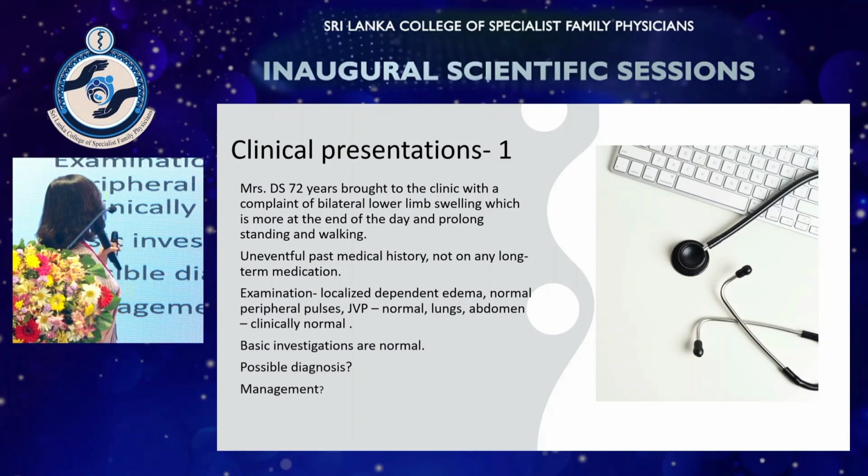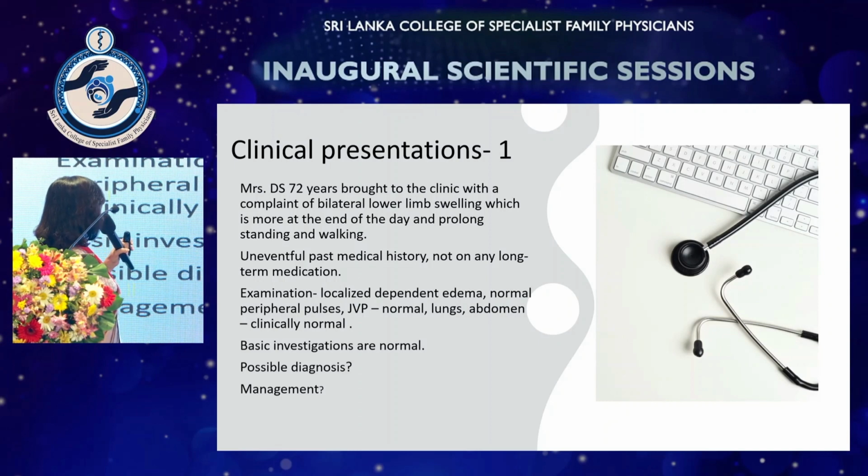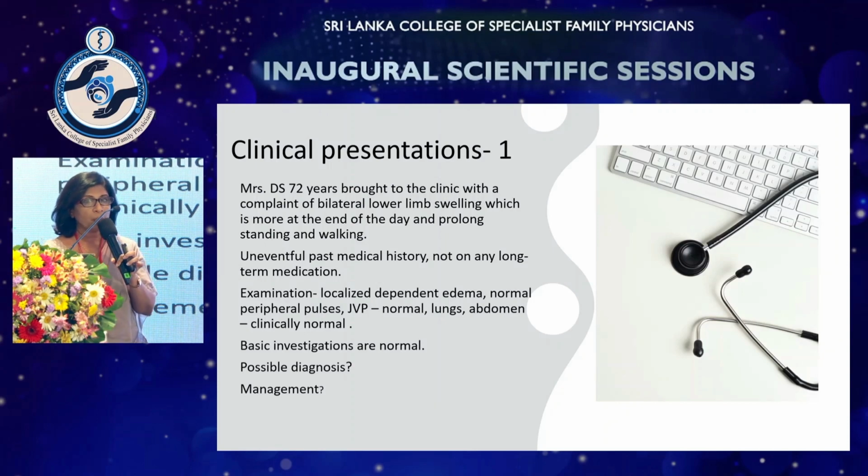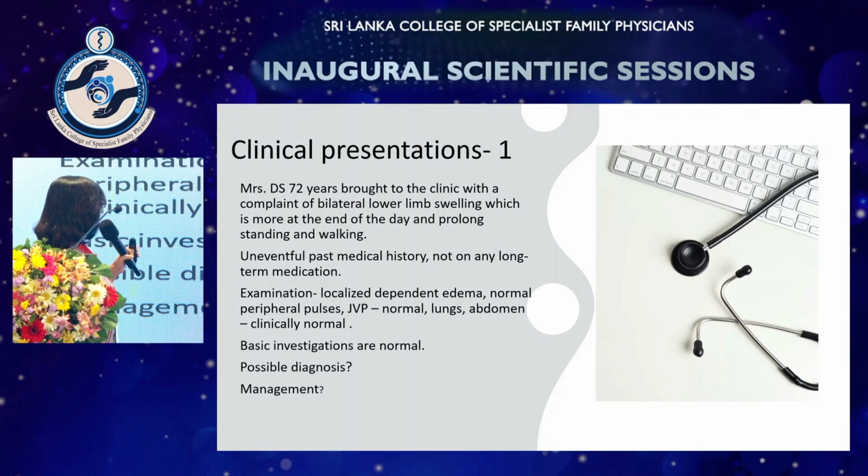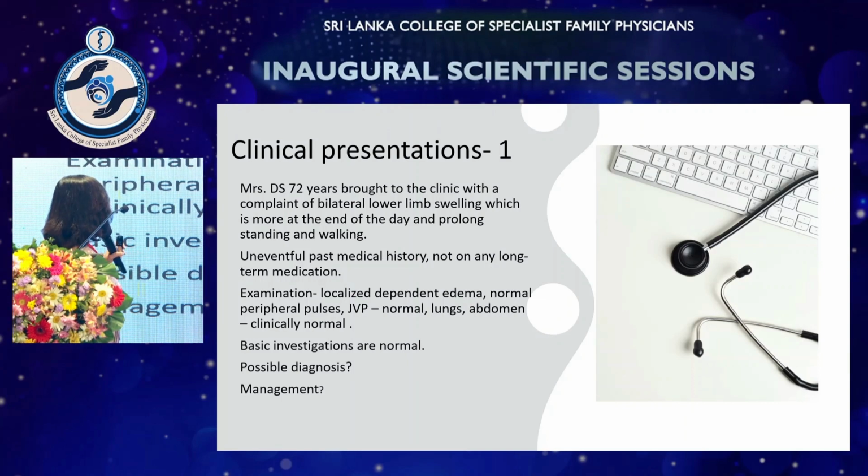Mrs. DS, 72 years old, is brought to the clinic with a complaint of bilateral lower limb swelling, which is more at the end of the day and with prolonged standing and walking. This is how the person presents to you. Going through the history, there's an uneventful past medical history, not on any long-term medication. On examination, there's localized dependent edema, normal peripheral pulses, jugular venous pressure is normal, and lungs and abdomen are clinically normal.